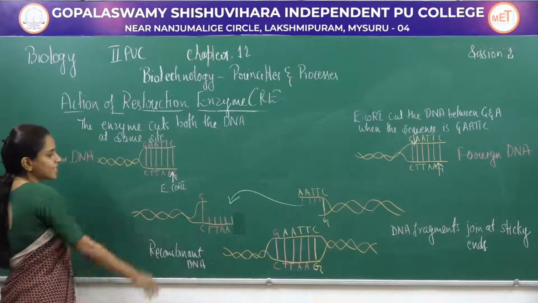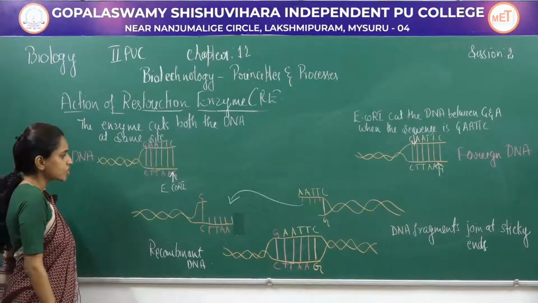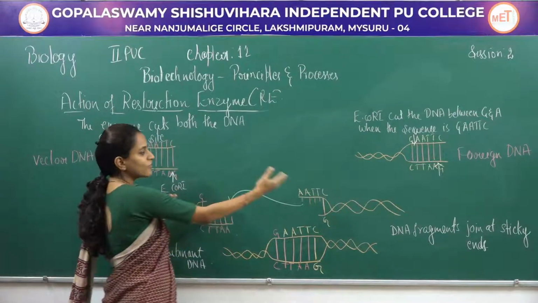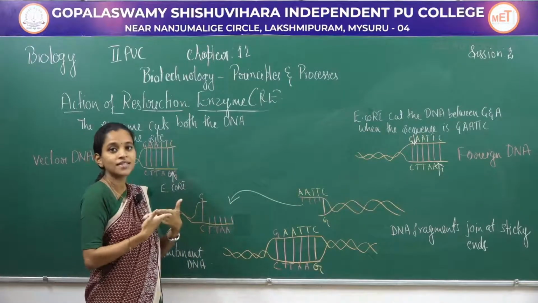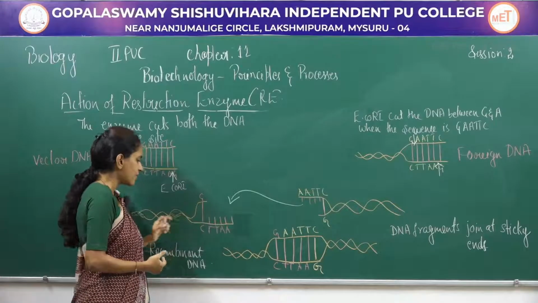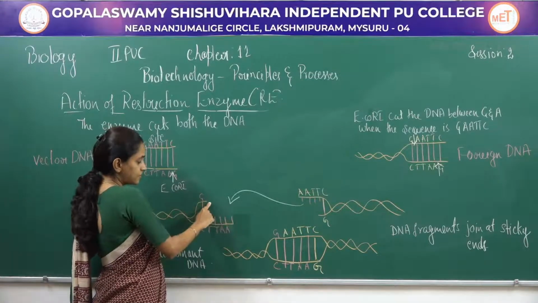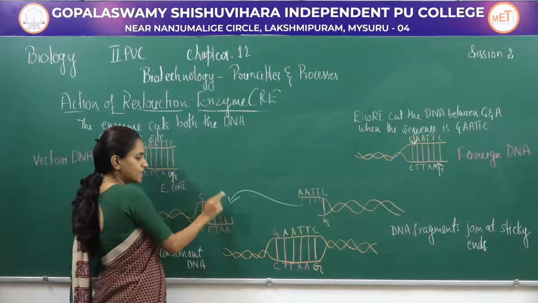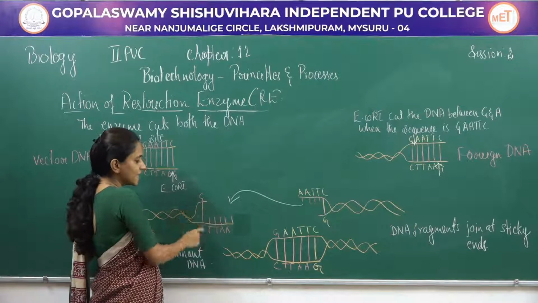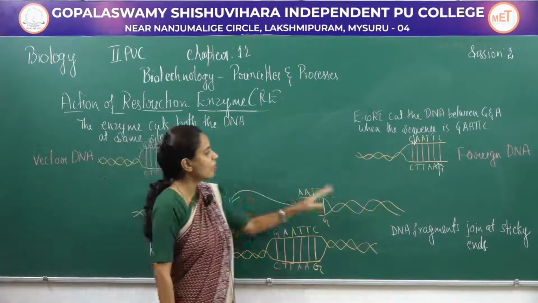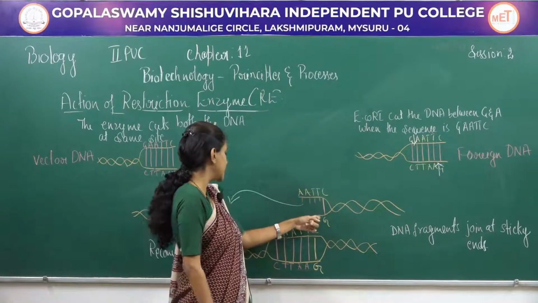Next, you can see that after the action of the restriction enzyme, the vector DNA and foreign DNA have been separated into parts. Now if you see here, the sequence is cut like this, where E. coli has acted on the upper sequence where AATTC is removed and only G is retained. In the foreign DNA you can see that in the lower part only G is retained.